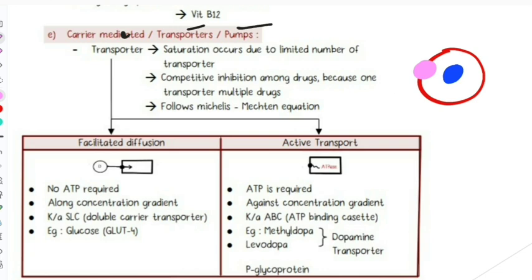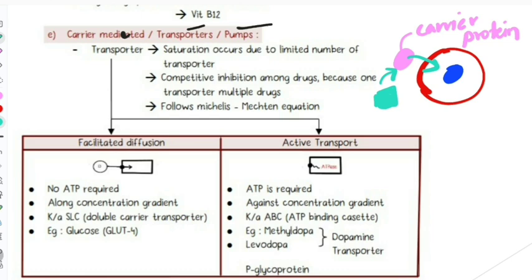Okay. So what does this carrier protein do? It will pick up the drug from one side of the membrane, right? It will pick up the drug and transport it to the other side of the membrane, that is, into the cell. So this kind of absorption of drug is called carrier mediated. Means a carrier protein is helping the drug to move across the cell membrane and enter the cell.